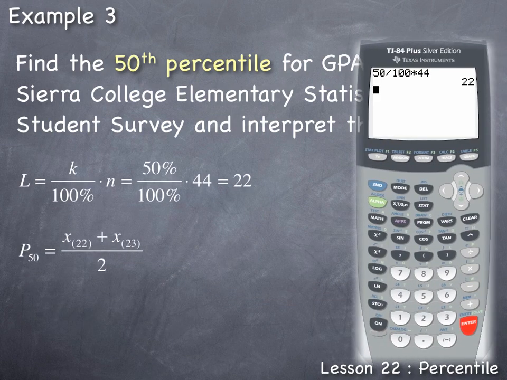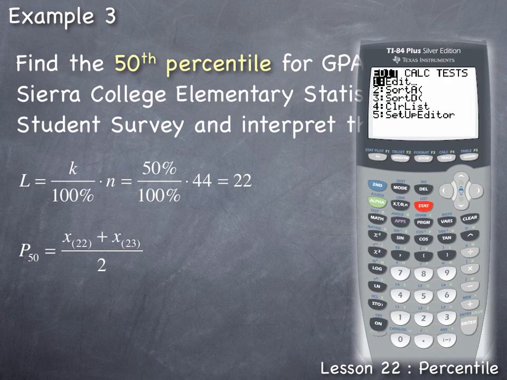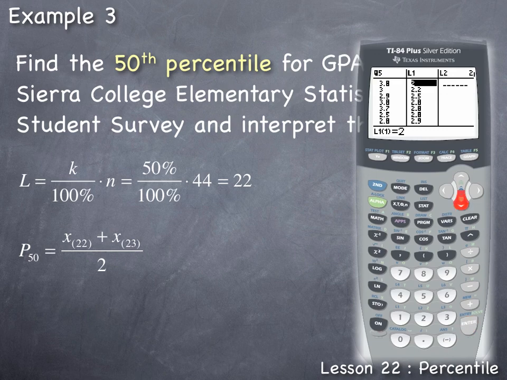To find the 22nd and 23rd GPA in the sorted list of data, we press Stat, Enter, and then using the down arrow under List 1, we go down until we reach the 22nd and the 23rd data value in the sorted list of data. The 22nd GPA in the sorted list of data is 3.2. The 23rd GPA in the sorted list of data is 3.3.